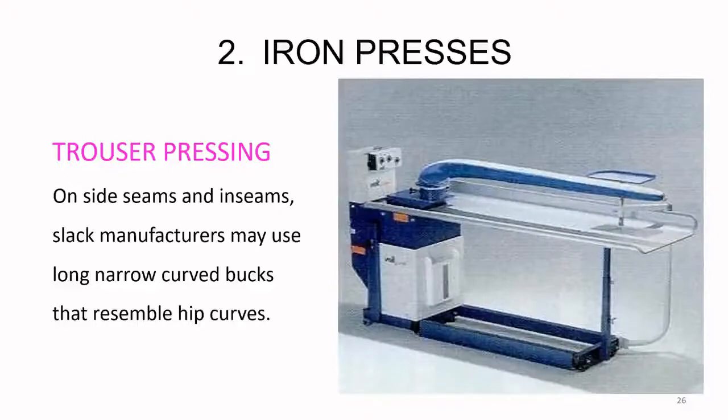Now this is again pressing, but you can see this mechanism where you can put one leg of the trouser inside. You can actually put it onto this, and then you can press it. You press it, and then you circle it around, or turn it around, and then you can press it. So you will be able to press the garment without creating any creases. So on the side seams and inseams, slack manufacturers or trouser manufacturers may use long, narrow curved bucks that resemble hip curves. The hip also can be ironed using this particular mechanism.